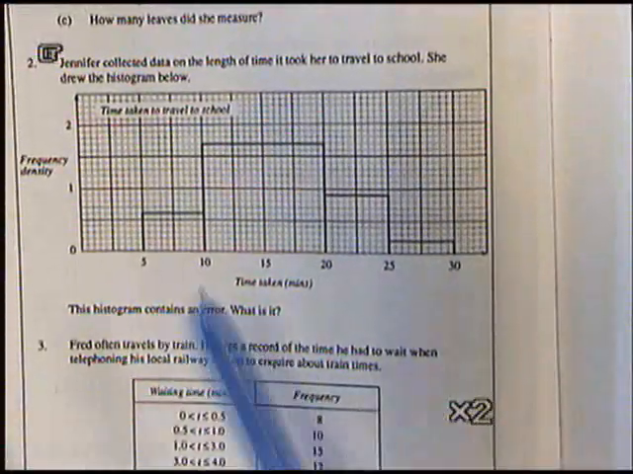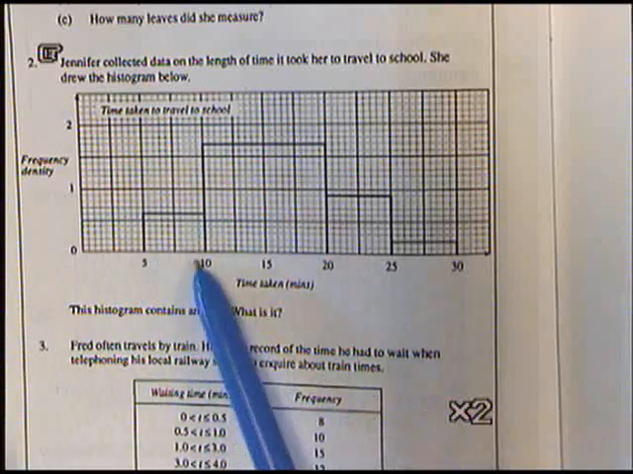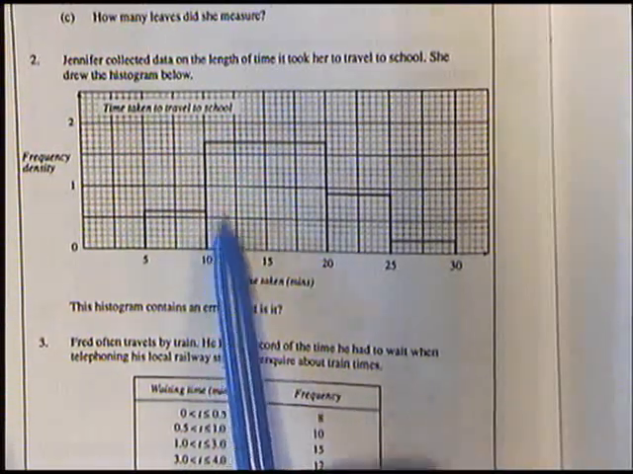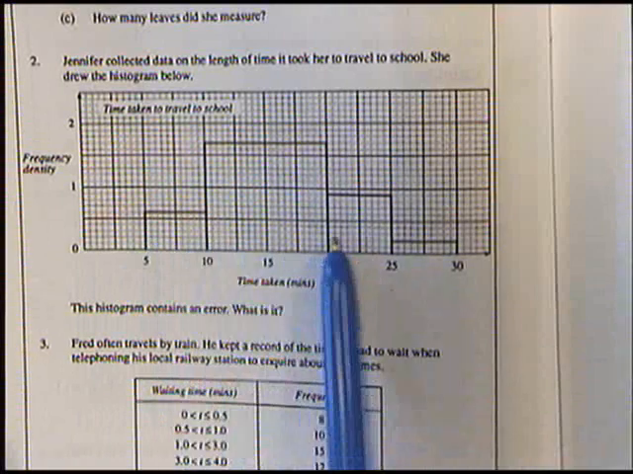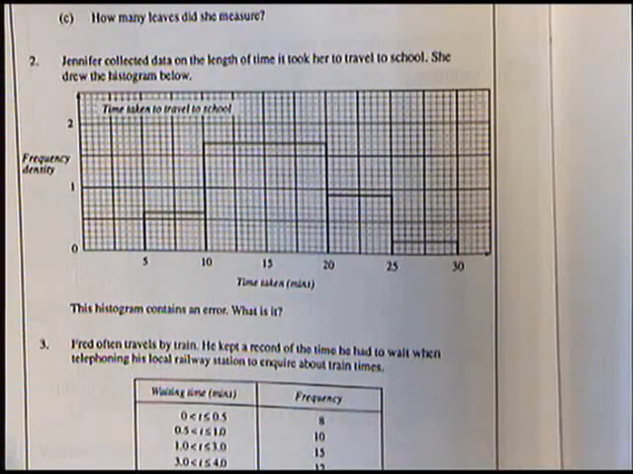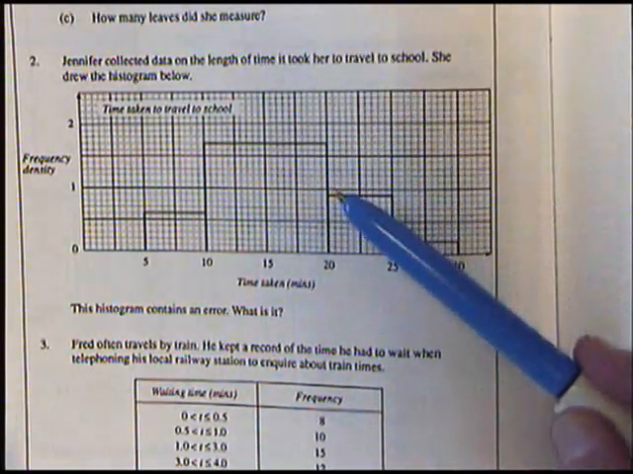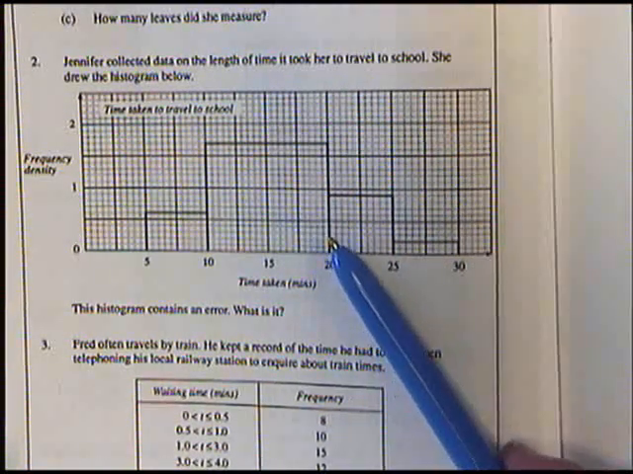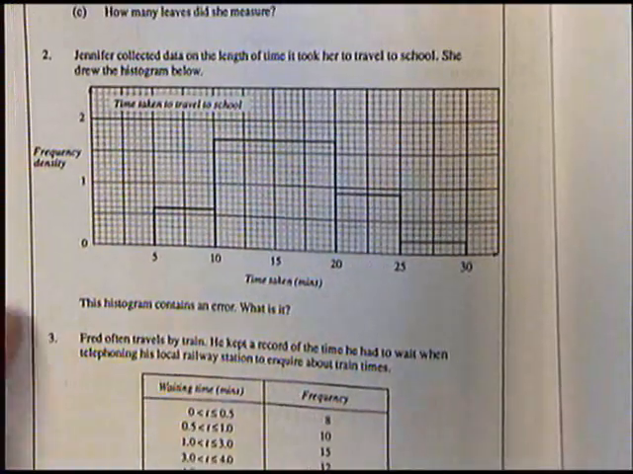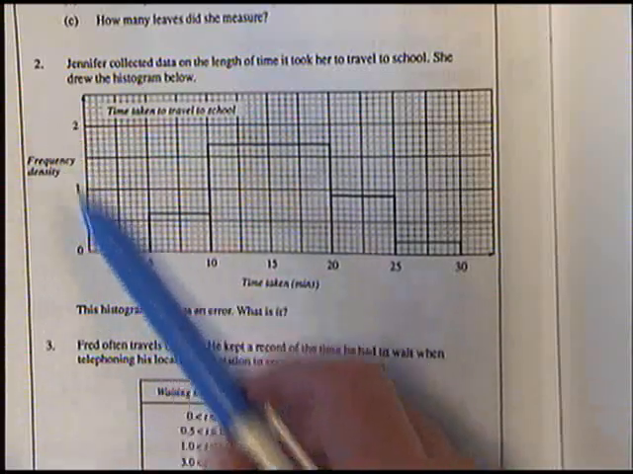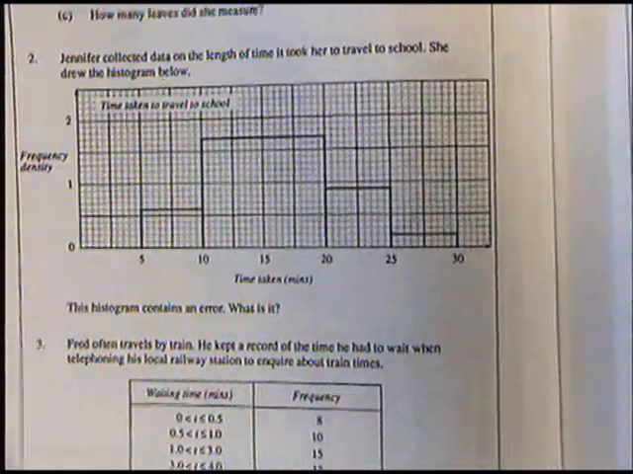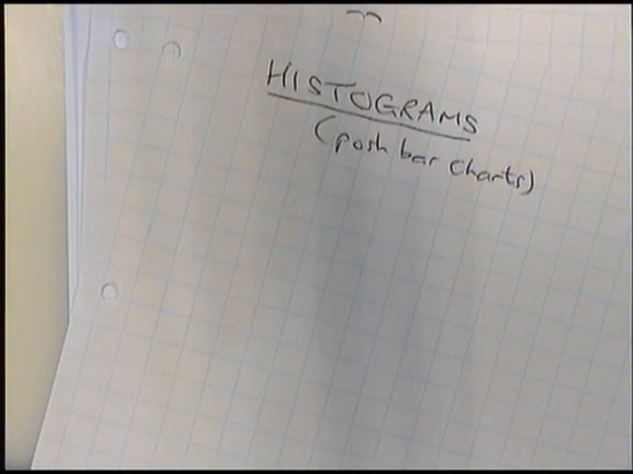The main difference between a bar chart and a histogram is in a histogram, the bars, now here's one bar, here's another bar, they're not all equal width. And it's not the height that's important, it's the area that's important. And on the left-hand side, you don't label it frequency, but you always label it frequency density. So we're just going to make a few notes about that before we go any further.